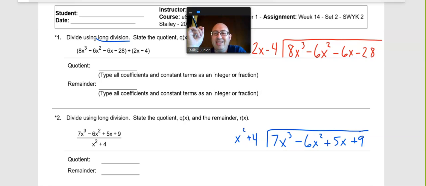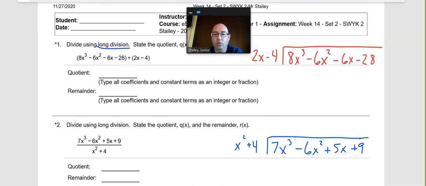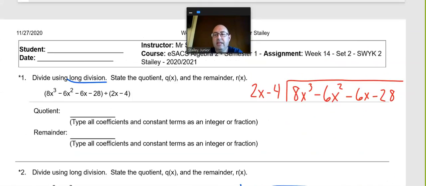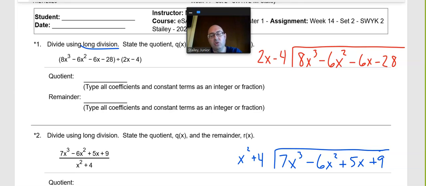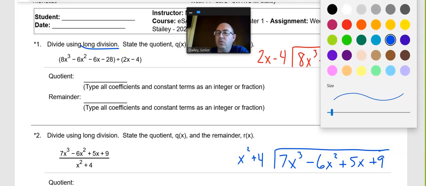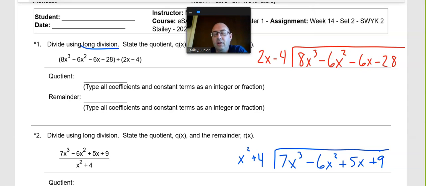All right, week 14, set to SWYK 2. This is long division, and I wanted to do it with you because you really need to see this, and hopefully we can go quickly through these examples. Not going to have you do a ton of long division questions, but we do need to introduce it to you, show it to you, because you will need to use it in these two examples.